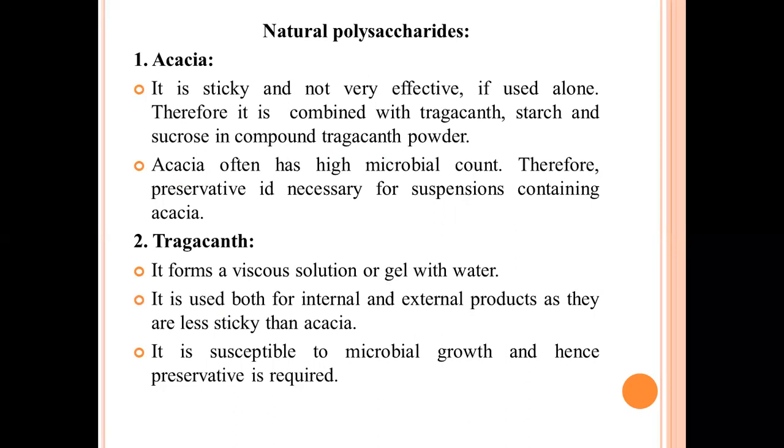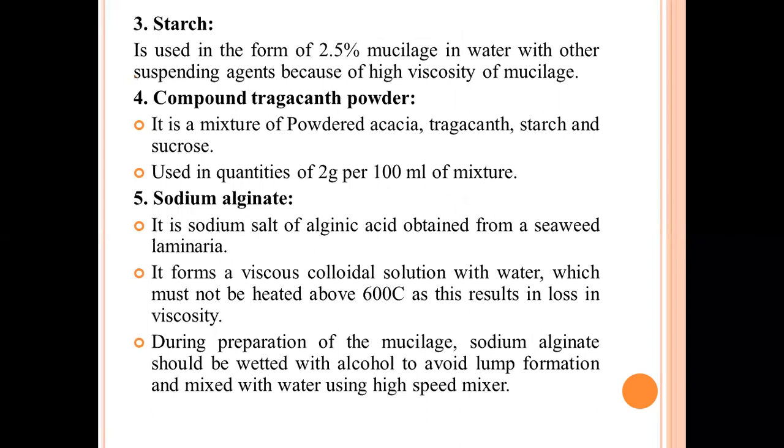Next is tragacanth. It forms a viscous solution or gel with water. It can be used for both internal as well as external product, as they are less sticky than acacia. And it is susceptible to microbial growth, and hence preservative is required. Then compound tragacanth powder. It is a mixture of powdered acacia, tragacanth, starch, and sucrose. It is used in quantities of 2 gram per 100 ml of mixture.